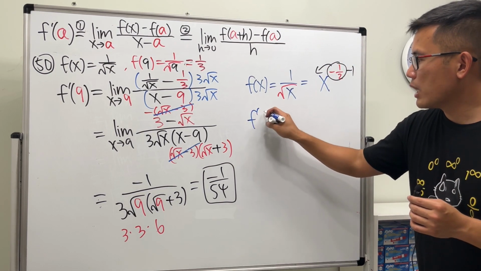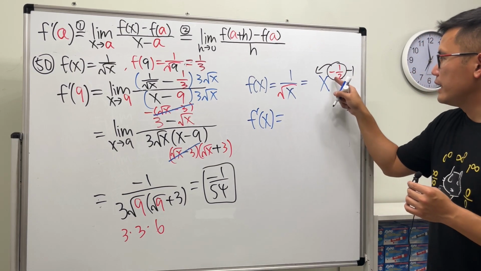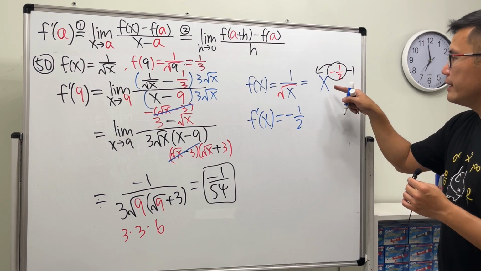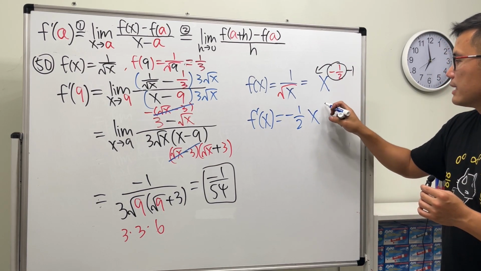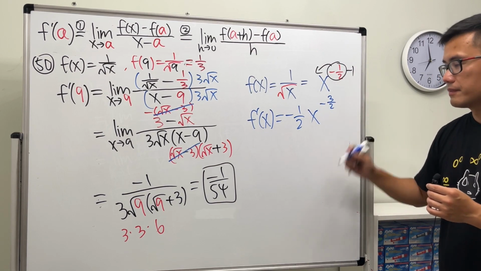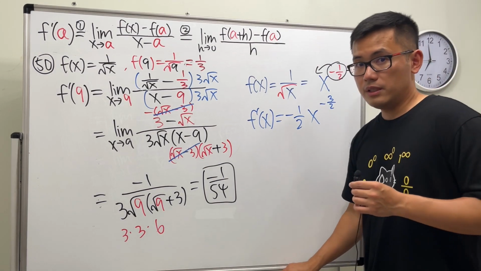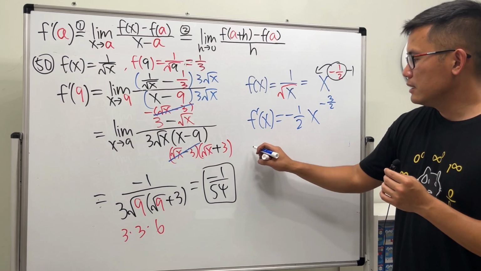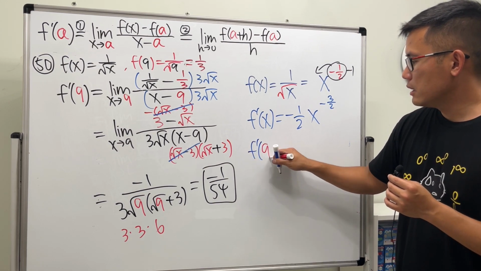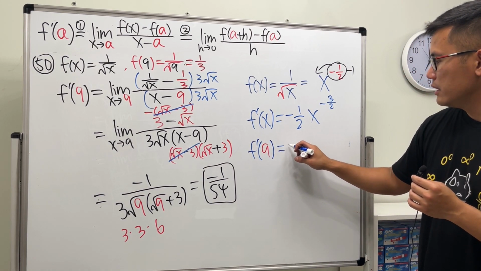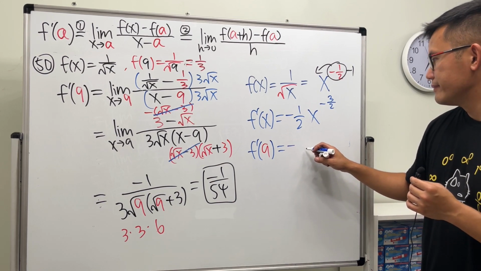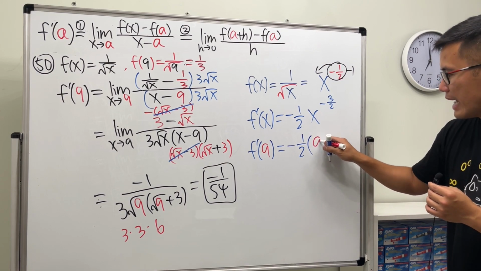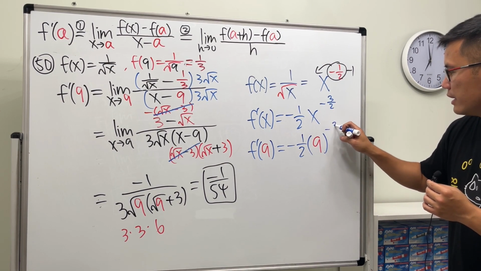So we get f prime of x. And we get negative 1 over 2 at the front. And then x. This minus that is negative 3 over 2. Yeah. What's next? Well, we want f prime of 9, yeah? So f prime of 9. This right here gives us negative, yeah, let me just write it down. Negative 1/2, and then we have 9, and then to the negative 3/2 power.